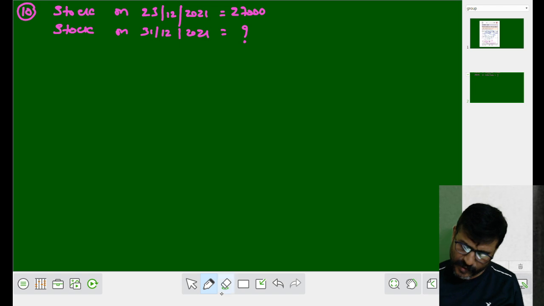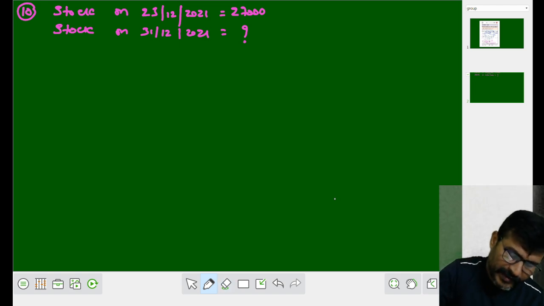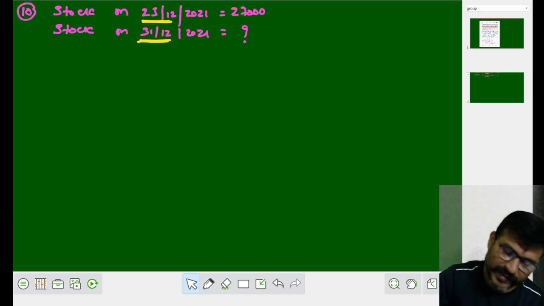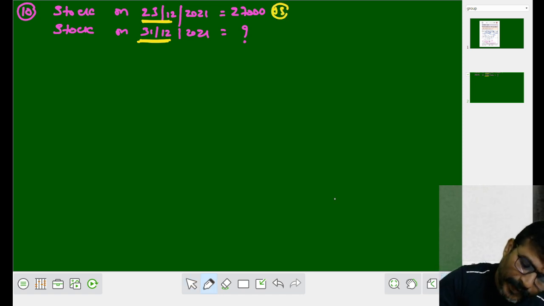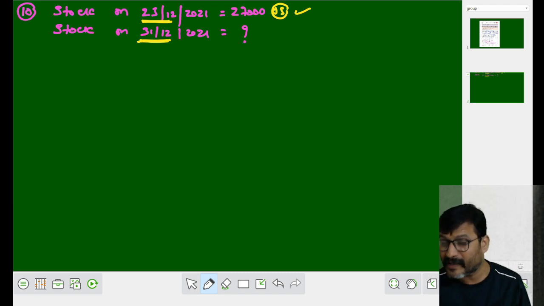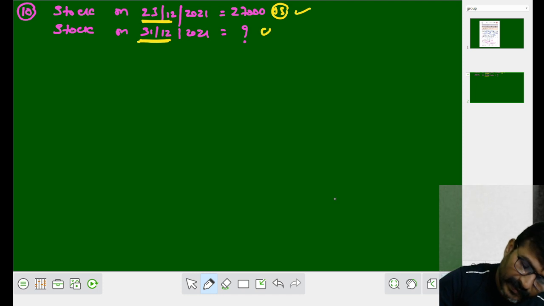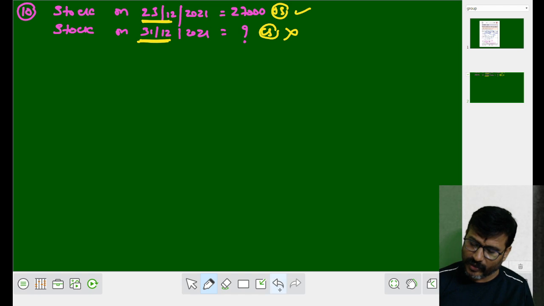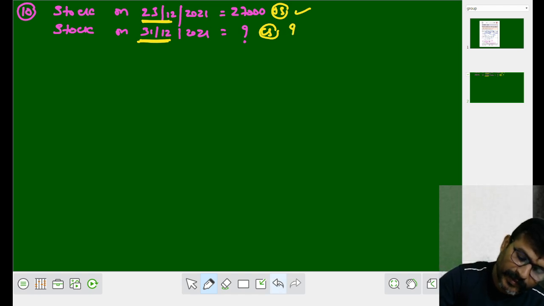Please, my dear students, try to observe the date. This is on 23rd December. This is on 31st December. Comparatively, when you compare the dates, 23rd December comes first, we can call it as opening stock. And here the stock is given and asked on 31st December, it is called a closing stock. That closing stock we have to calculate as a question mark.